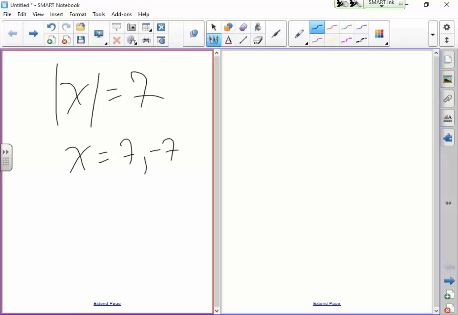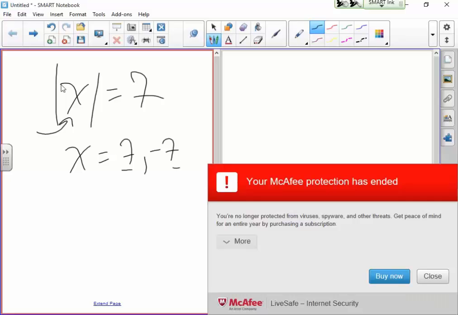Okay, because we know that this means distance from 0, right? That's what absolute value means. It means distance from 0. And so there are two numbers that are 7 away from 0, and that's 7 and -7. Cool for that?